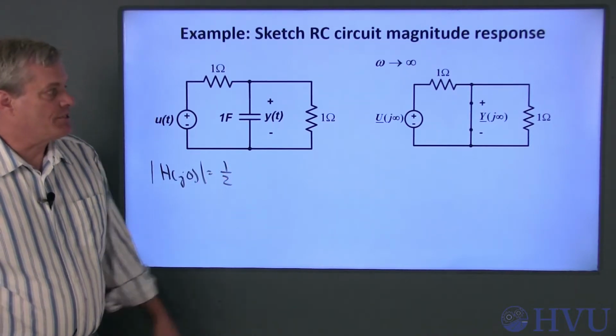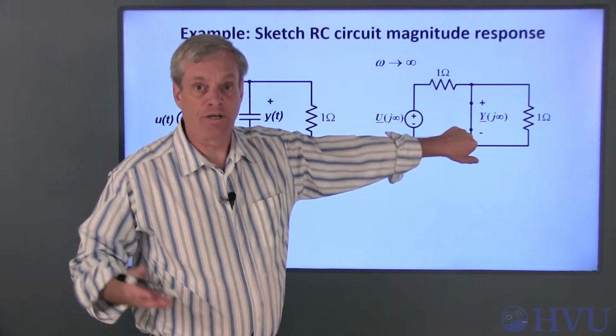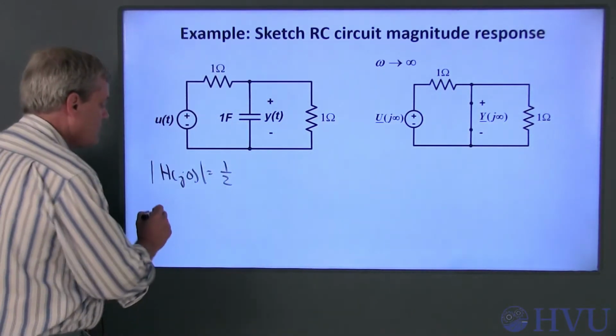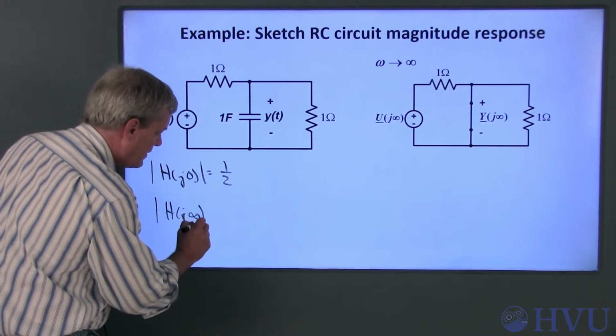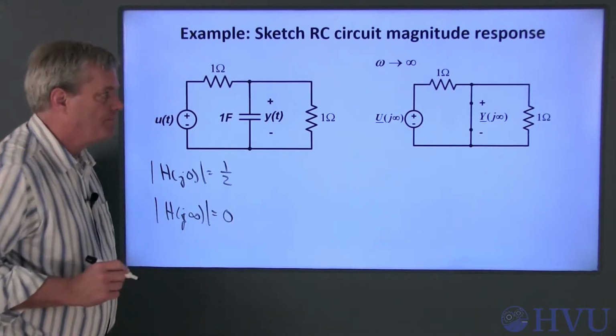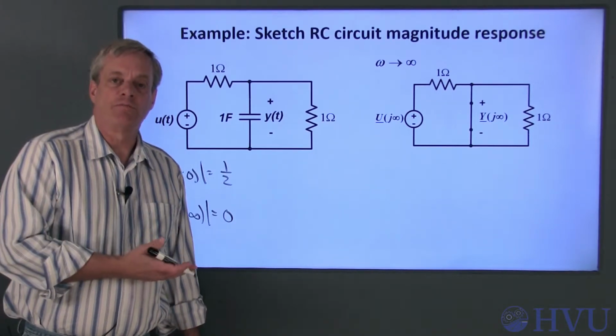At high frequencies, the capacitor looks like a short circuit. The voltage across a short circuit is by definition 0, so the magnitude response at infinity is equal to 0.